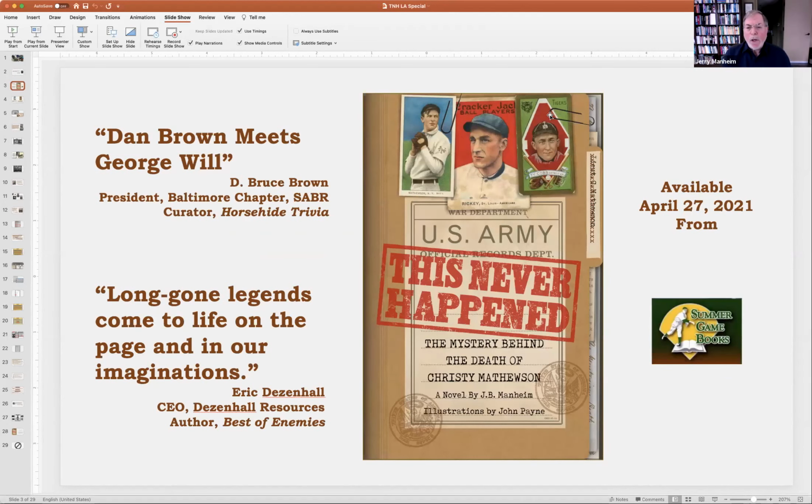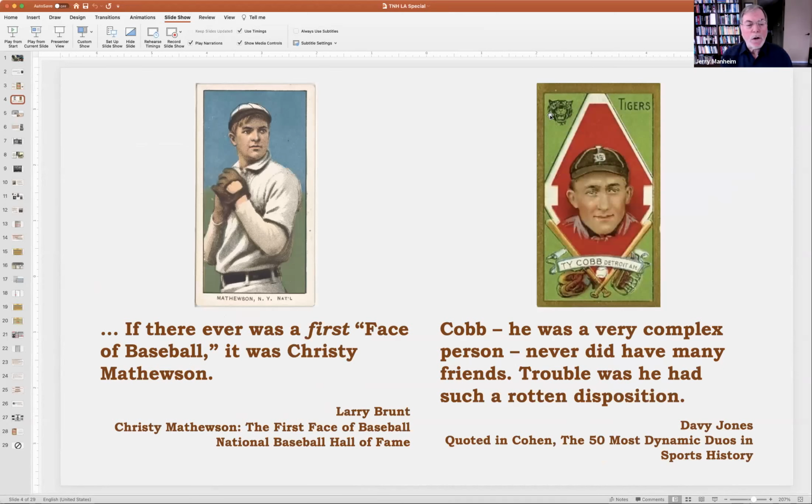So here's the book. It's coming out April 27 from Summer Game Books, and it's called "This Never Happened: The Mystery Behind the Death of Christy Mathewson." The mystery puts Mathewson at the center of this, but in a way that's kind of a device, but we'll talk about that. There are 2 basic players at the heart of this story, and they're familiar to everybody, Ty Cobb and Christy Mathewson, so I'm not going to take the time here to talk about them, but they were certainly very different personalities, as we all know. And at the same time, they were friends, and that becomes part of this as well.